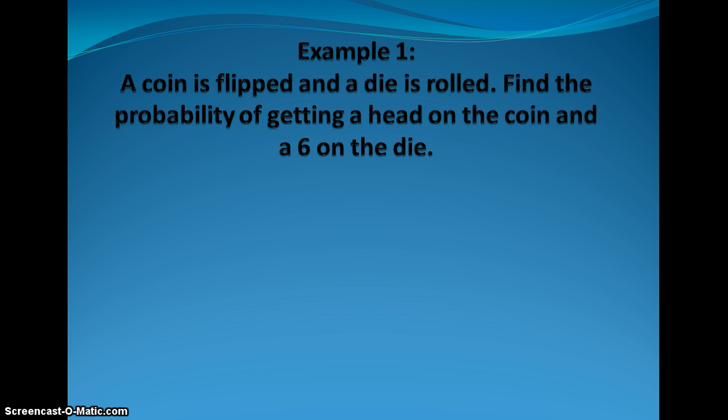So let's look at an example. A coin is flipped and then a die is rolled. Find the probability of getting a head on the coin and then a 6 on the die. Since these are independent, I just simply want to find the probability of a head, which we know is 1/2, and the probability of a 6, which we know is 1 out of 6. So the probability of both things happening is 1 out of 12. So if 12 things happen, in theory, one time I should get a head and then a 6 behind it. We talked about theoretical and experimental. This is what should happen in theory.